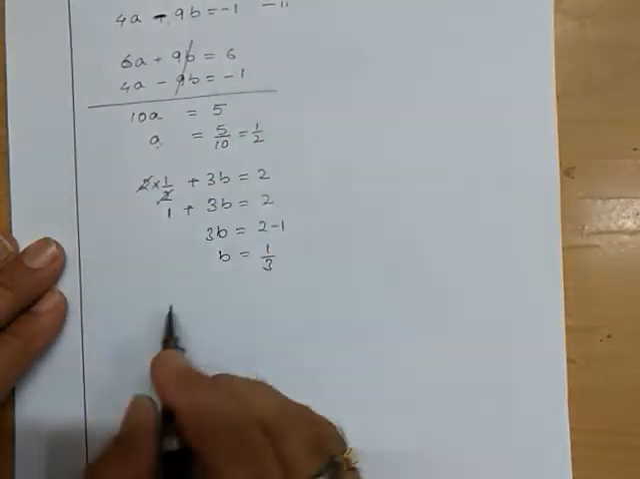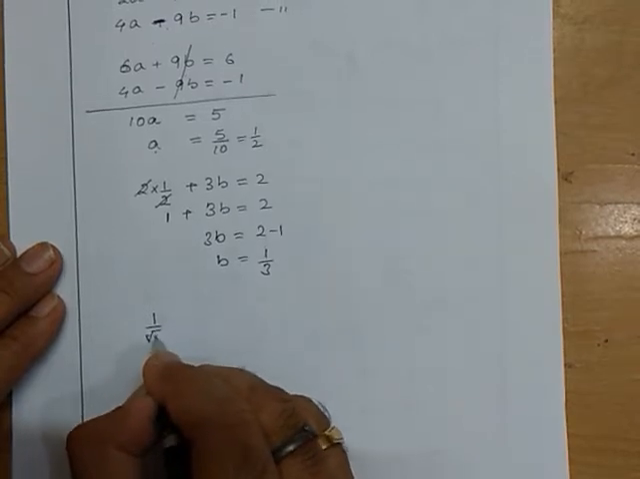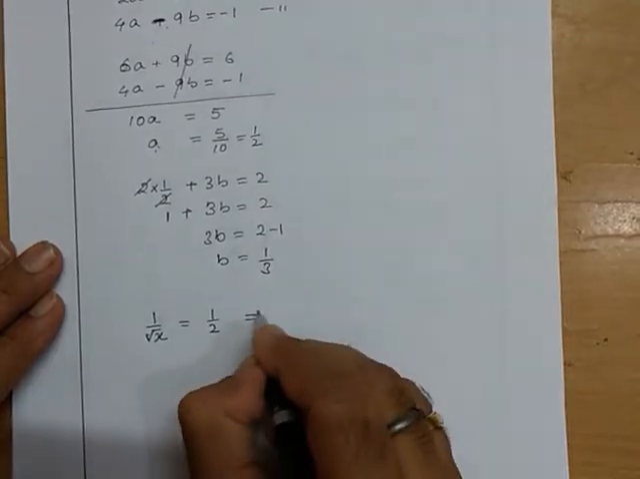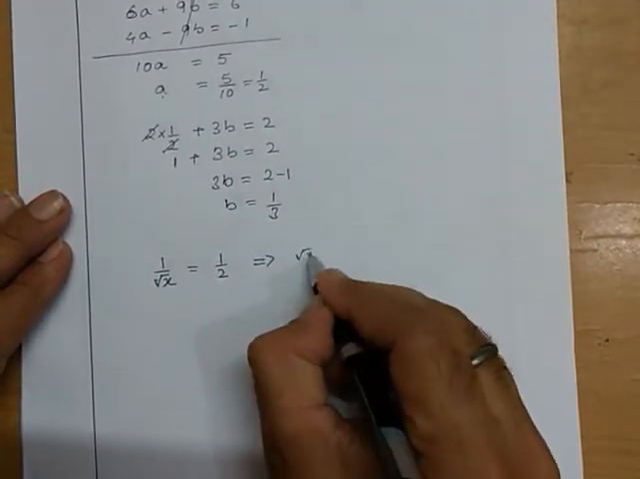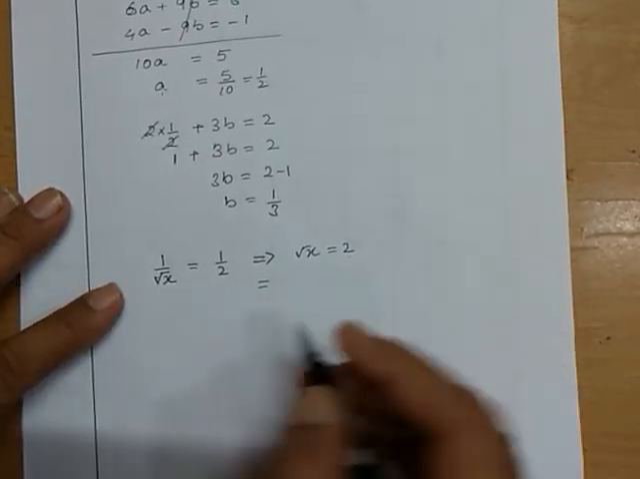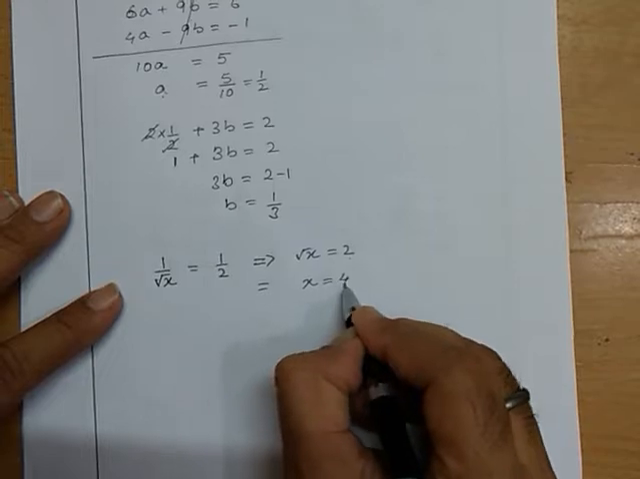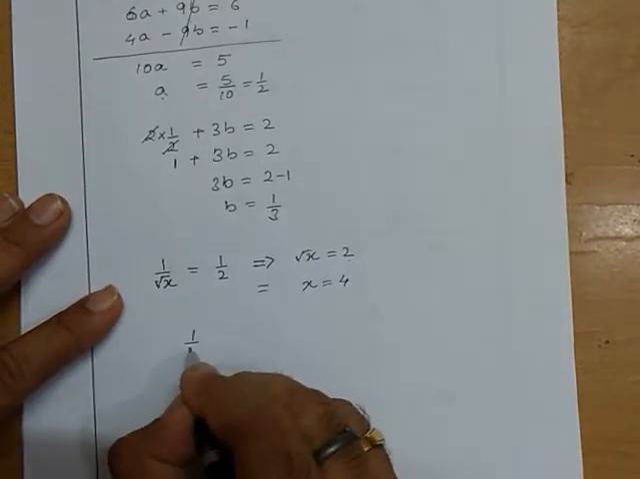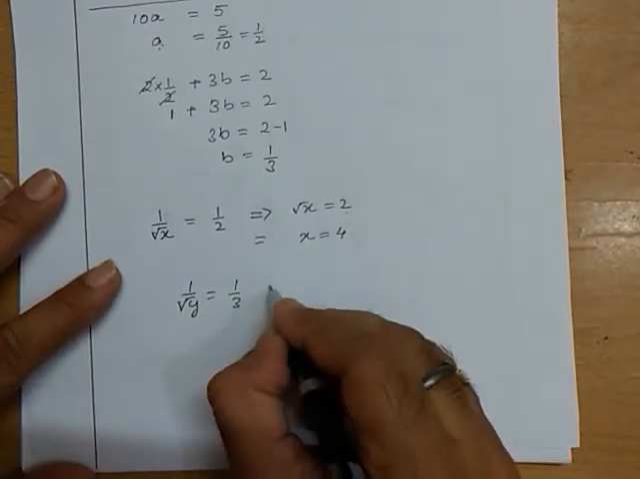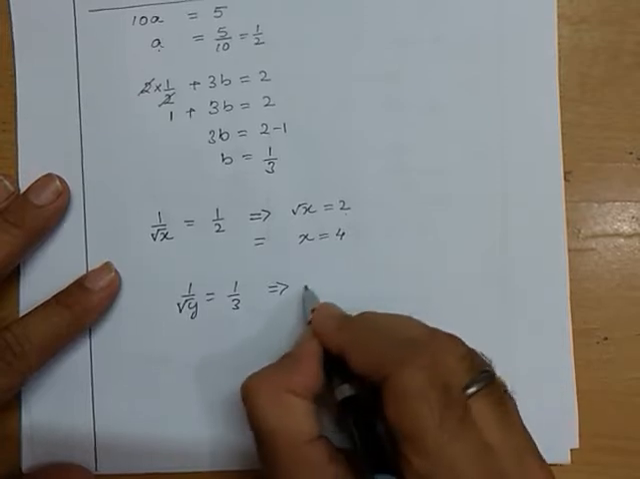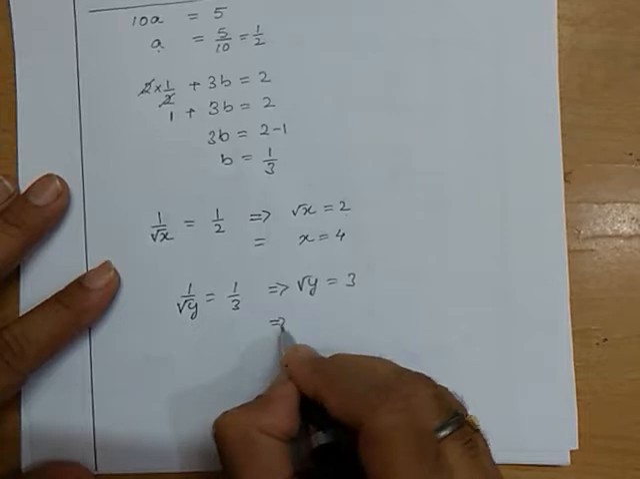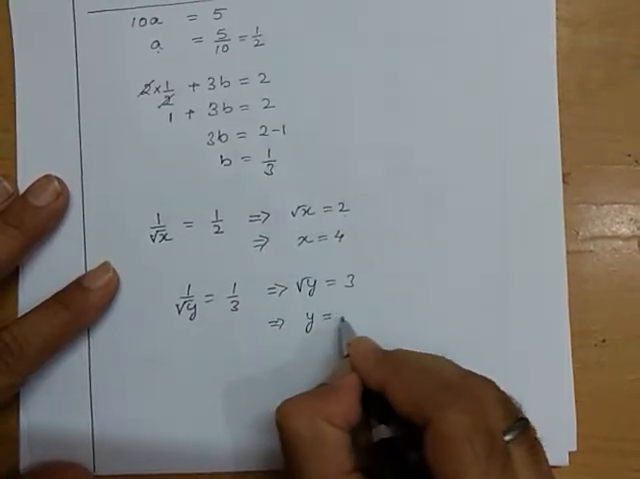So a, what we have assumed, is 1 upon root x. 1 upon root x is equal to 1 upon 2. So root x will be equal to 2, and further we square both sides, so x will be equal to 4. And here 1 upon root y is equal to 1 upon 3, so root y is equal to 3, and this further will become y is equal to 9.